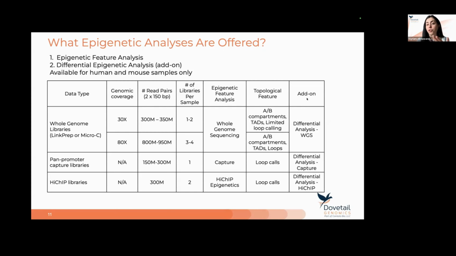That means you do have to first have submitted and have successfully completed the epigenetic feature analysis first for your samples. Then you'll add the differential analysis, and you can add it with either your whole genome sequencing, capture, or Hi-C feature analysis. So it's available with all three. And that will again be looking at the comparison of those chromatin structure between experimental conditions.